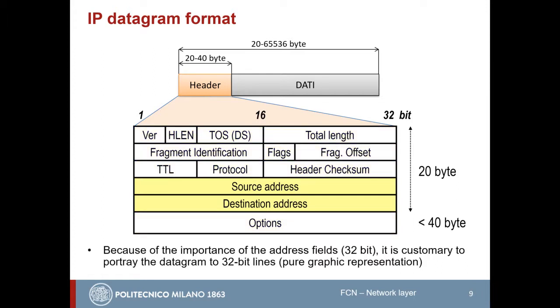Remember that this is only a graphical representation. In reality, as far as hosts and routers are concerned, the IP datagram is always a sequence of bytes. Okay? There is no actual division into rows.